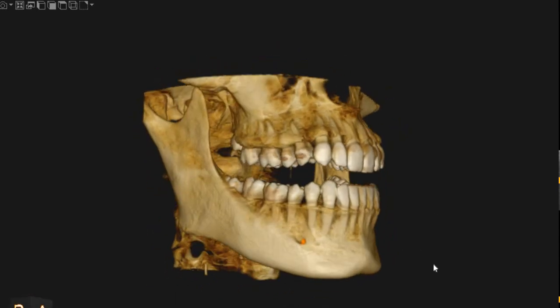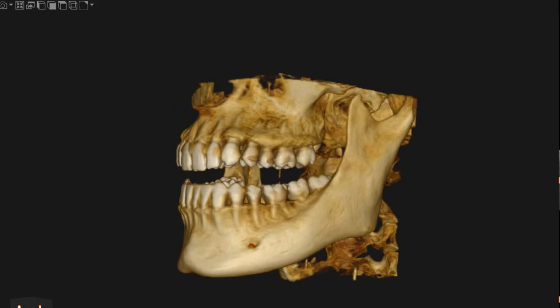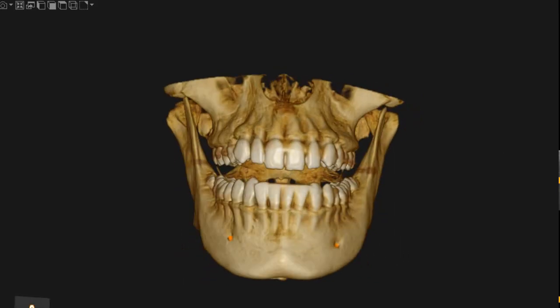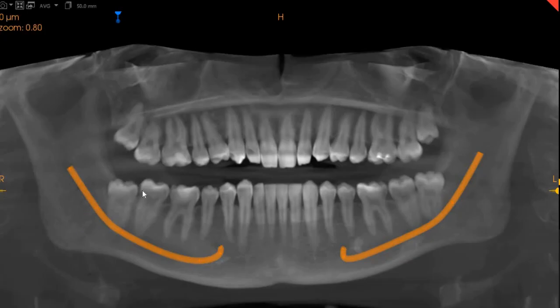This is the CBCT of the patient that you had requested. The area of interest is all the wisdom teeth. This is the panoramic view. On the panoramic view, you can very clearly see that the lower wisdom teeth are very closely associated with the inferior alveolar nerves. The upper wisdom teeth show a slight bit of radiolucency. We'll see this in more detail as we move from one wisdom tooth to the other.